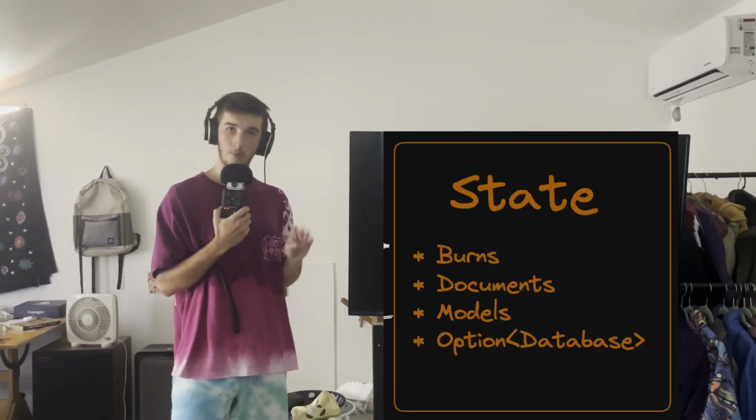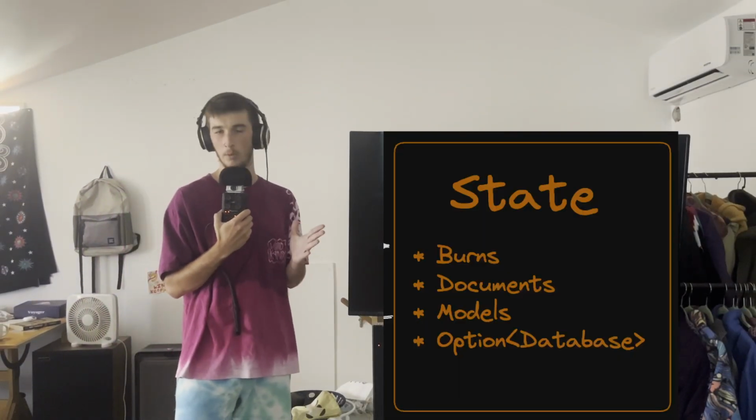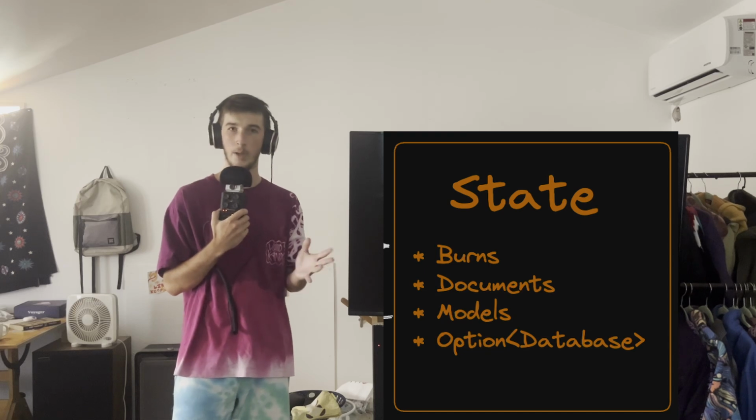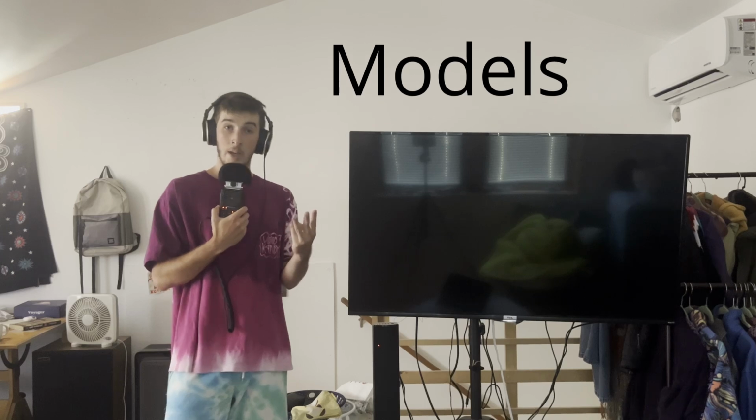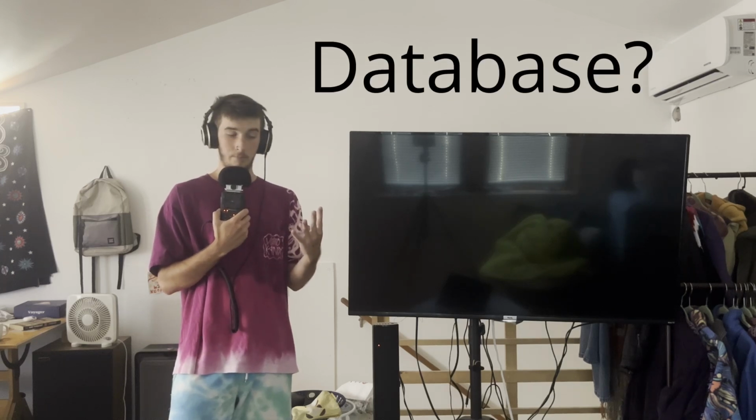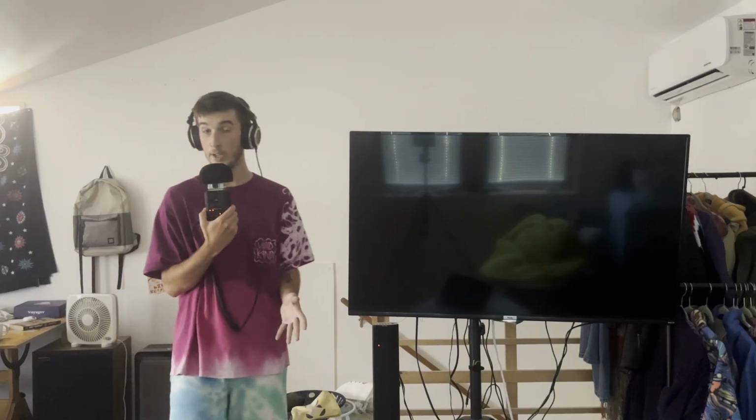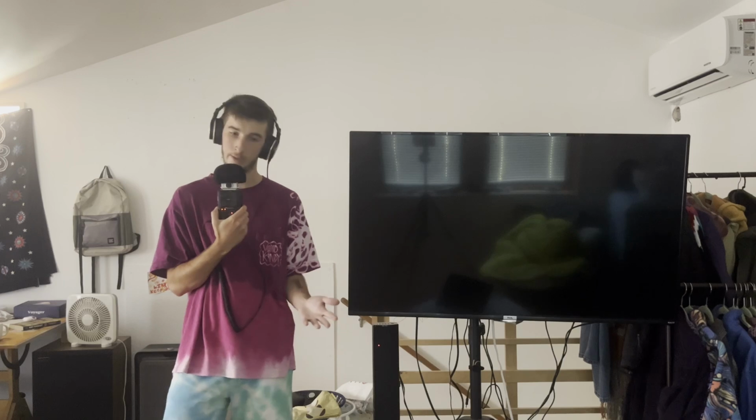State has 4 fields or categories or subsections, whatever. Documents, burns, models, and a database connection, if you want one. Documents are basically just the internal representation of all of your code documents. Models are the 2 models that the server has available to it. Right now, that's just a summarizer and the actual assistant itself. And then burns are what I'm calling commands because they get burned into the document. That's kind of where I was going with it.